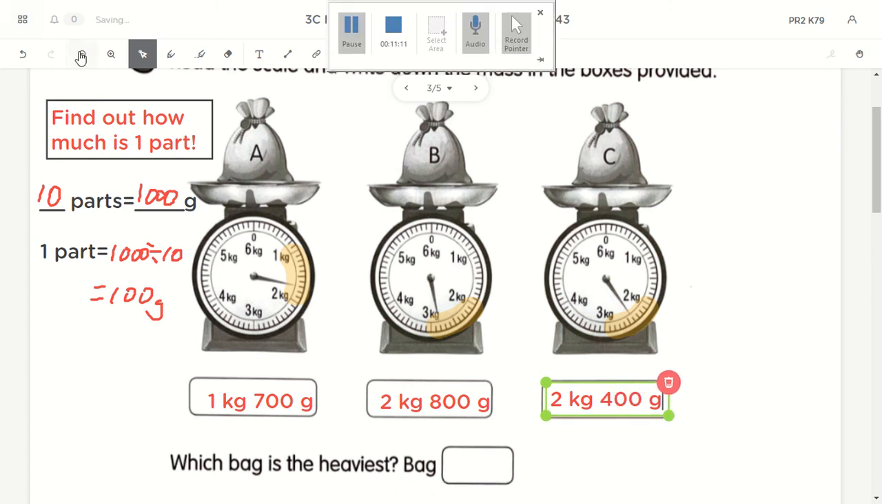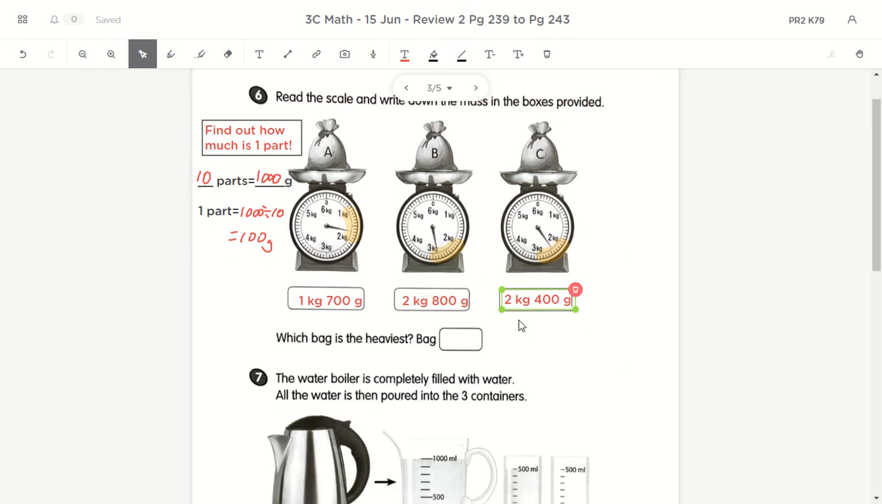Okay, now let's zoom out and see everything. Of course you can write in compound unit, which is kg and grams, like all these three. You can also write it in just grams. So if you change 1 kg 700 grams to just grams, you get 1700 grams. Similarly for the next two, you will get 2800 grams, and for the last one, you get 2400 grams.